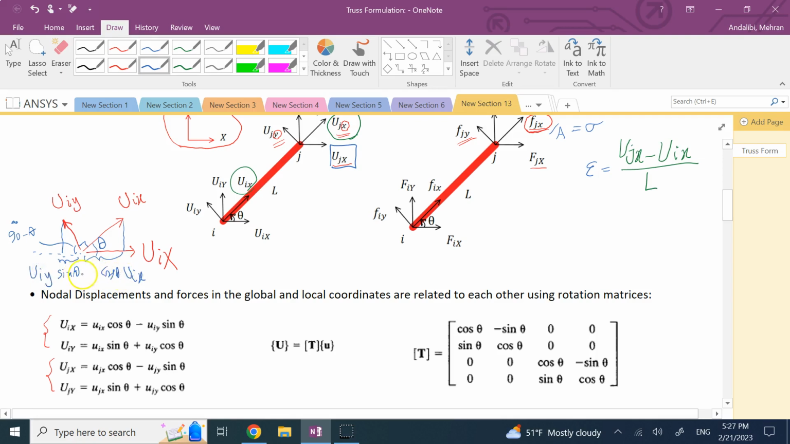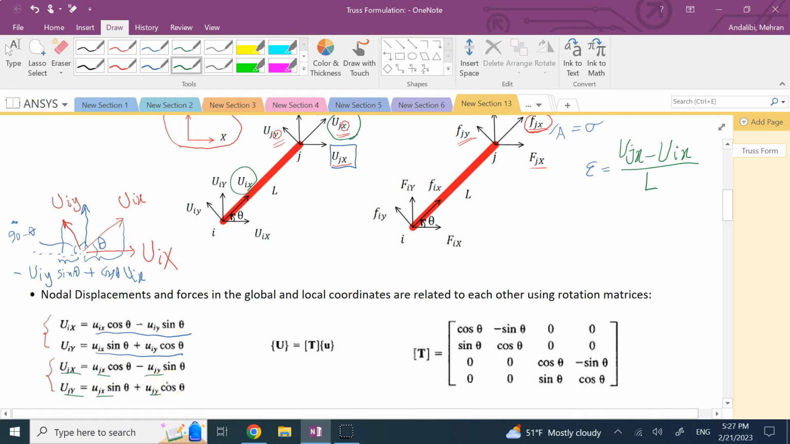And see, they are in different directions. This is positive, this is negative. So it's going to be like this, which is this formula here. And then similarly, you can find uiy from these two displacements. Just project them along this direction this time, which gives you this. So that is for node I, and then a very similar or identical relation exists for the node at J.